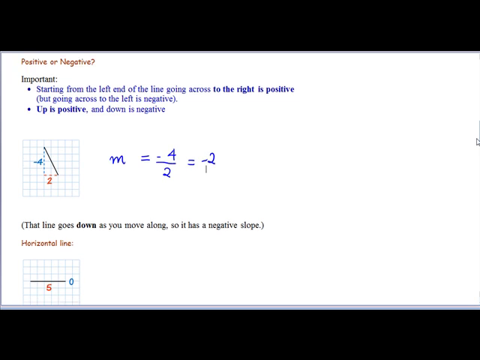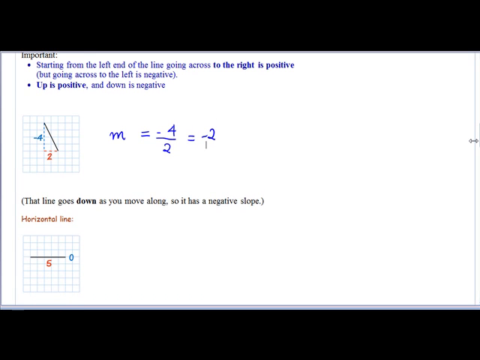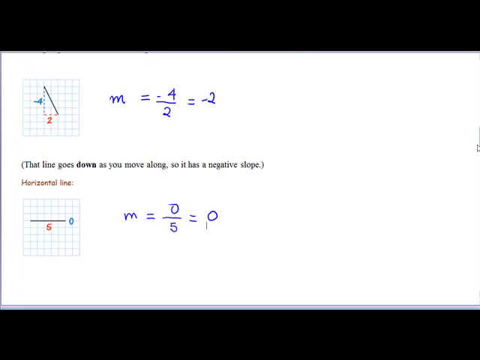Now look at the slope of the horizontal line. If you follow the definition of a horizontal line, there's no change in y, so the change in y is 0. And the change in the horizontal is 5 units, so I got 5. So 0 over 5 is 0. Now that means the slope is 0. So every horizontal line has a slope of 0.